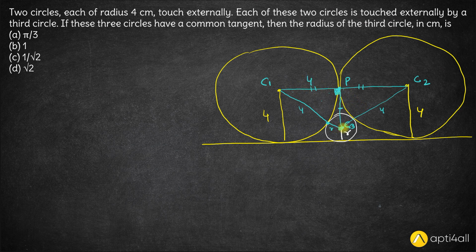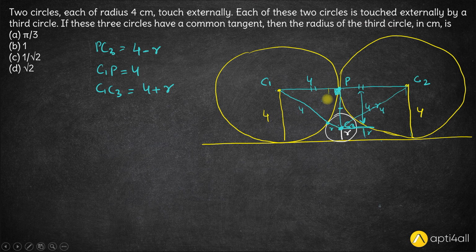What about PC3? Now this full side is 4, out of which this is R. So what is the length of this part? 4 minus R. So the length of PC3 is 4 minus R. C1P is equal to 4, and the length of C1C3 is effectively the radius of the bigger circle plus the radius of the smaller circle, which is 4 plus R, right? And now we know this triangle C1PC3 is a right triangle.